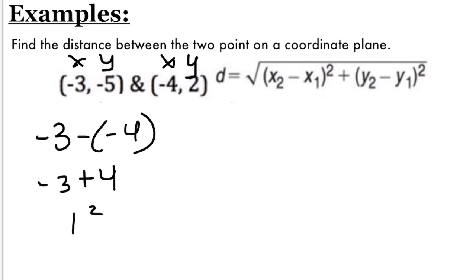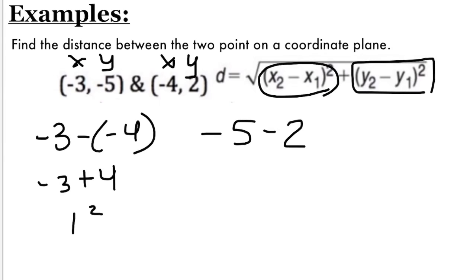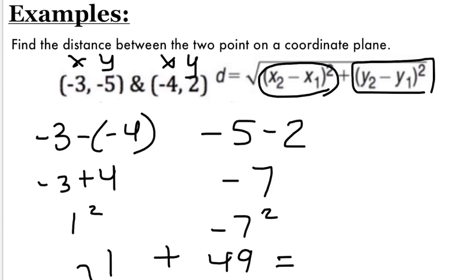So that's this part of the formula, and then we're going to find our vertical distance, which is y2. So I'm just going to start with -5 minus 2. That gives me -7. And then we're going to square that, which is 49, plus 1. So my distance is the square root of 49 plus 1, or the square root of 50.